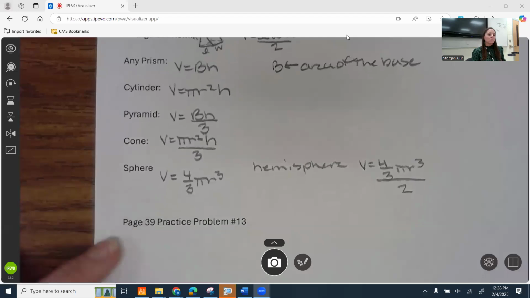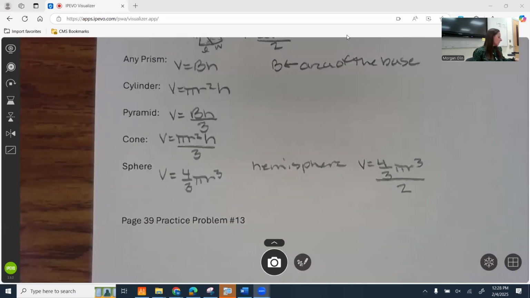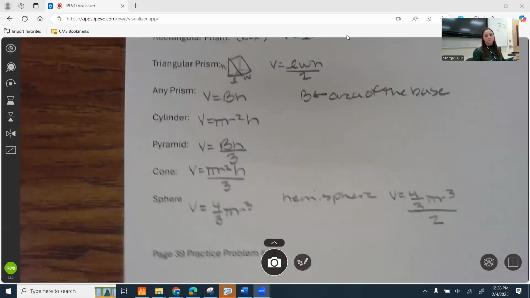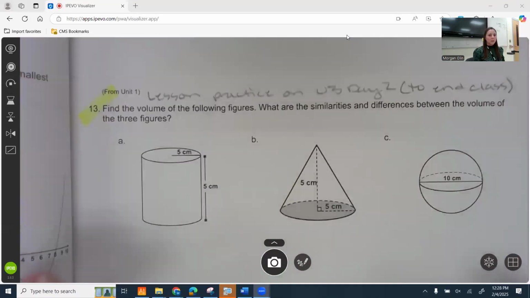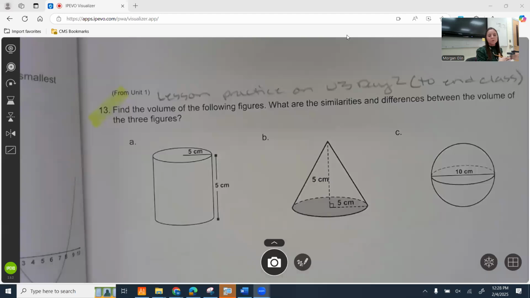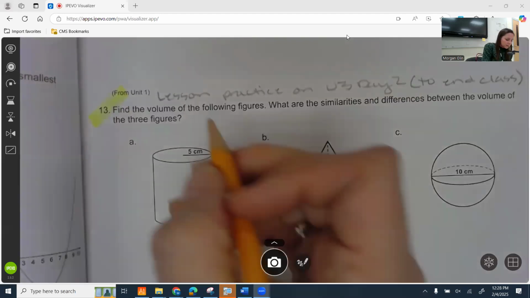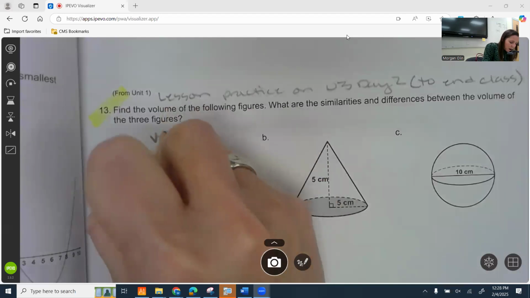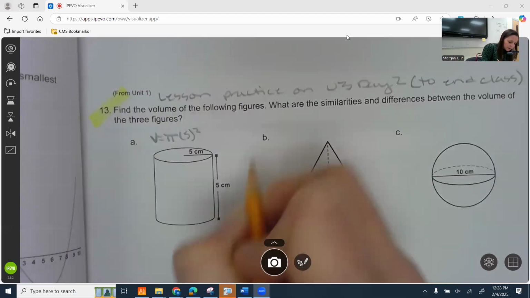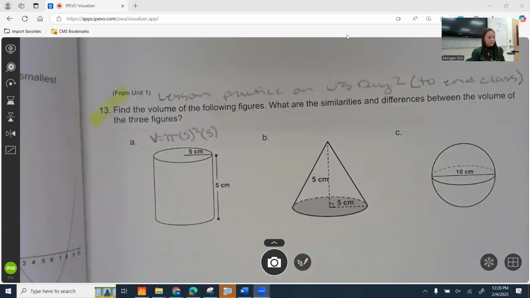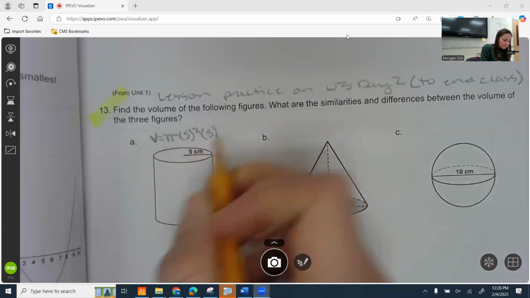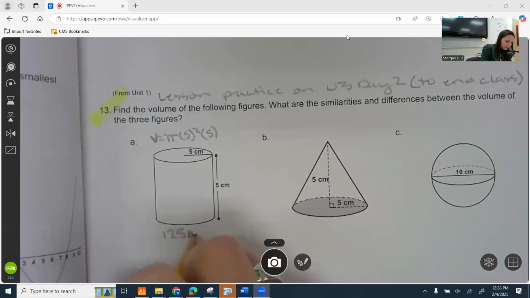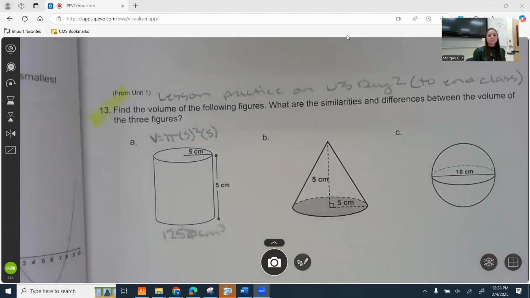All right, and let's look at one last problem, page 39. We're going to look at 3 figures and find the volume using these formulas. So here are our 3 figures. Find the volume. You may want to pause this, use your formulas, and come back to it. This is a cylinder, so pi r squared h, so 5 squared times 5. I'm just going to leave it in terms of pi. 5 squared is 25, 25 times 5 is 125, and then leave pi in here, centimeters cubed.